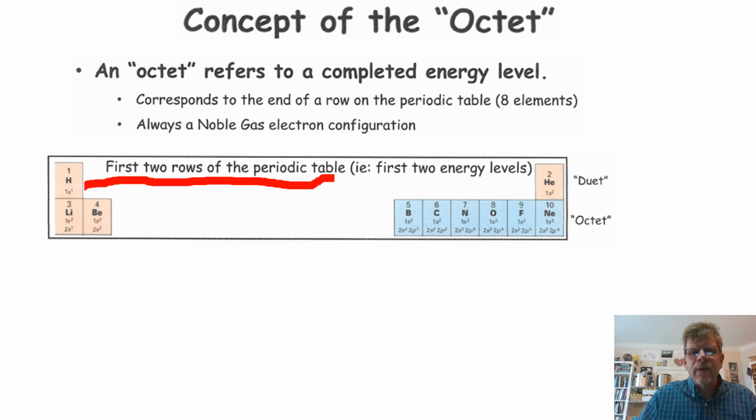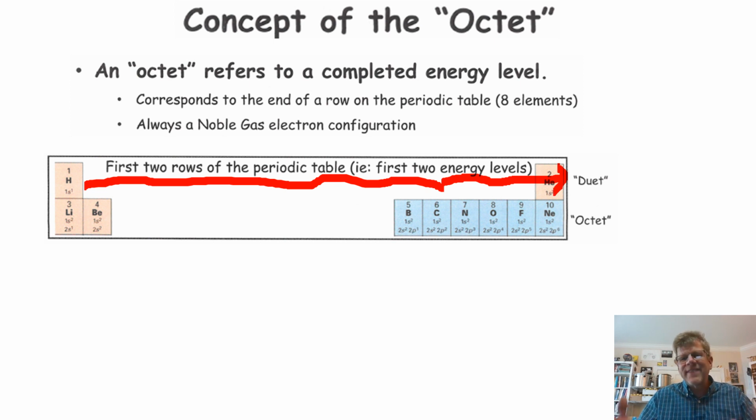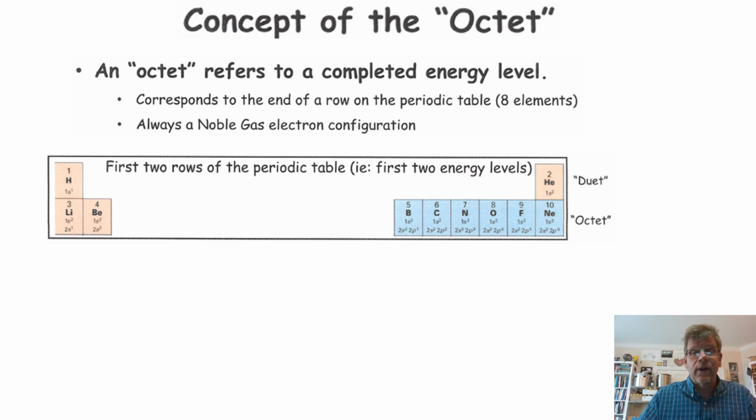So frequently the octet on the first energy level is known as a duet. It essentially means the same thing, an octet or a duet. It means the end of a row on the periodic table. It means the end of an energy level. It means a noble gas electron configuration. And we're going to find that a noble gas electron configuration is very, very stable. Noble gases, they're noble. They don't form ions. They don't want to give up electrons or take on electrons. They're very stable the way they are.